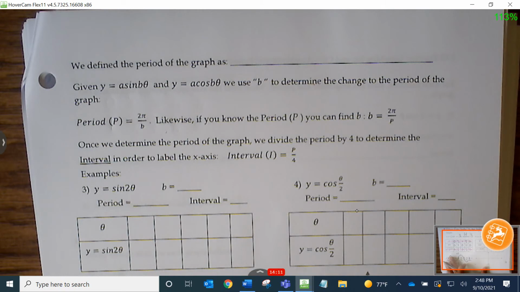So we talked about amplitude, where that a value is going to cause the height of our graph to change. But now we're going to talk about the period or the cycle. We're going to be stretching the cycle of our graph, either shortening it or lengthening it, and that's going to be dependent on another variable in our trig function. Okay, so we define the period of the graph as the cycle length of a graph.